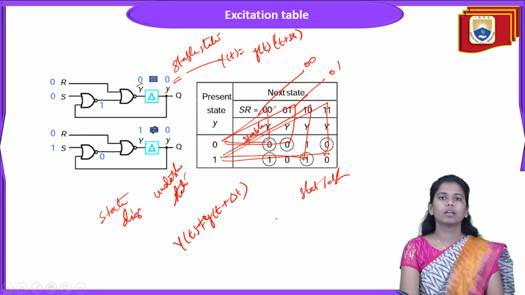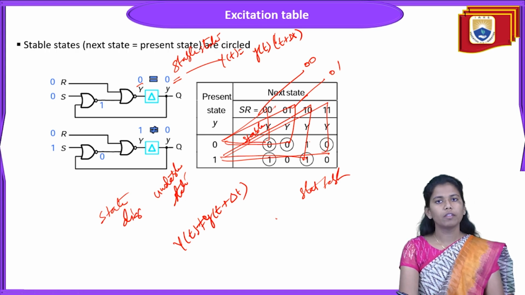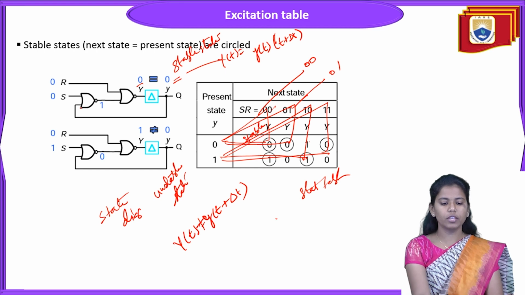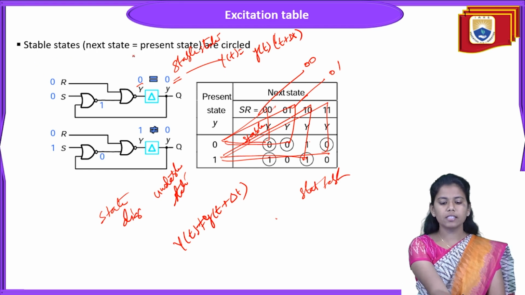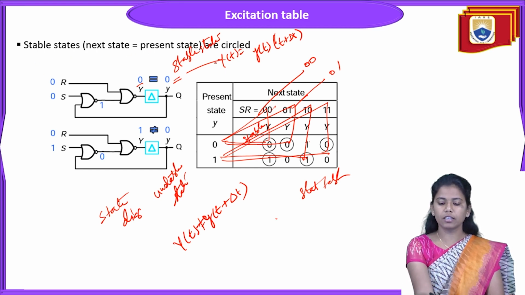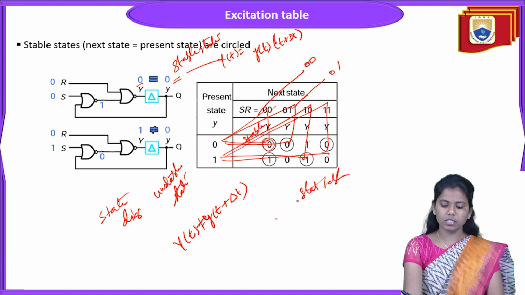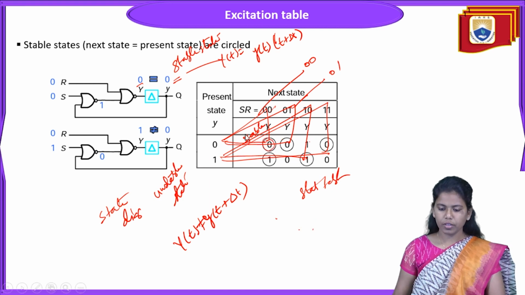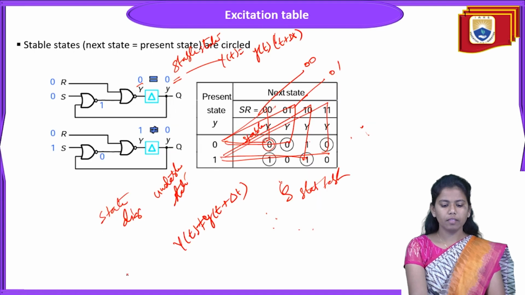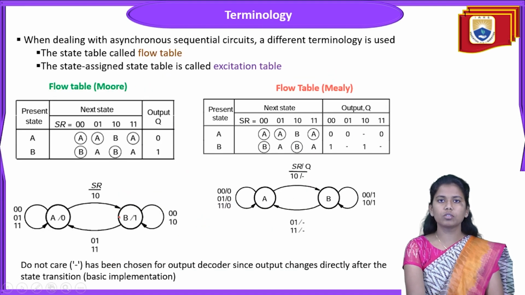So this is all about the synthesis of the asynchronous sequential circuit. Here, in the stable state, the next state equals the present state, and they are circled. Next state and the present state are circled. And now we will see the terminology.